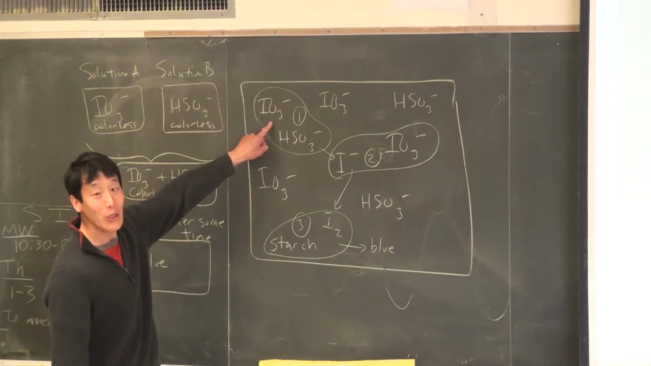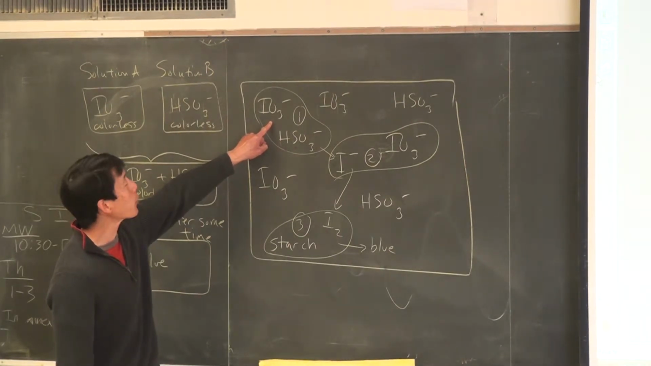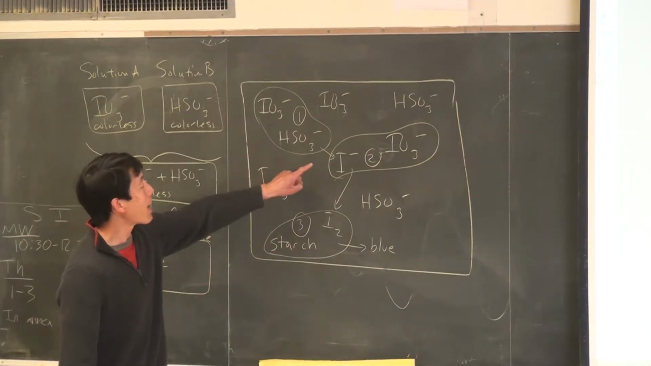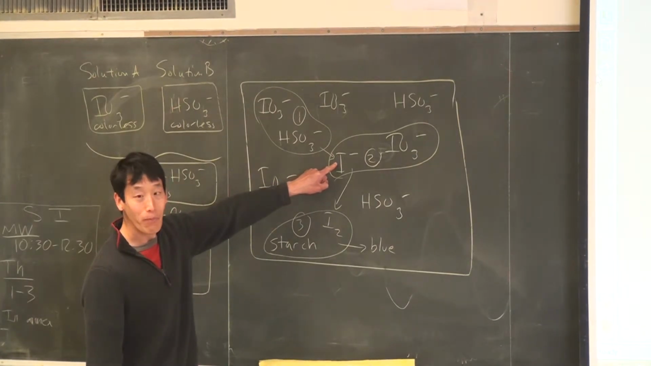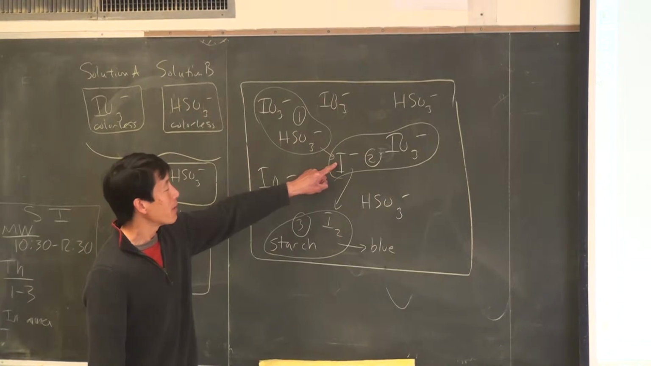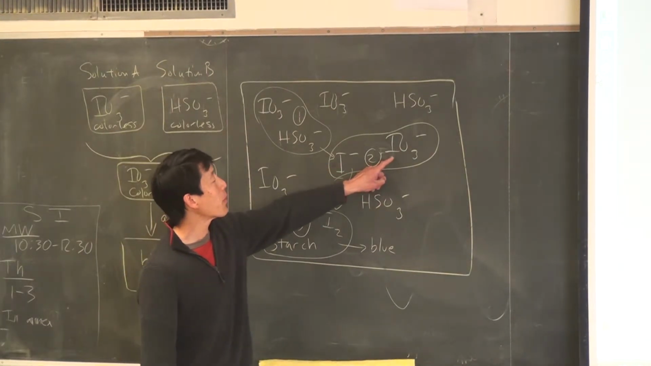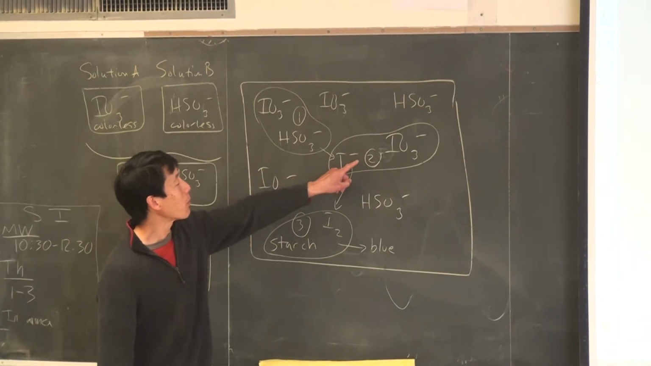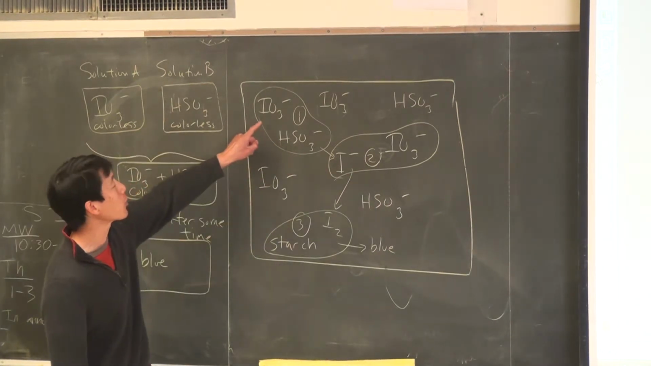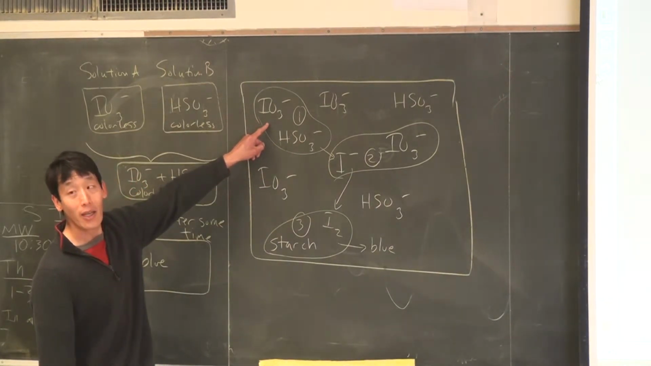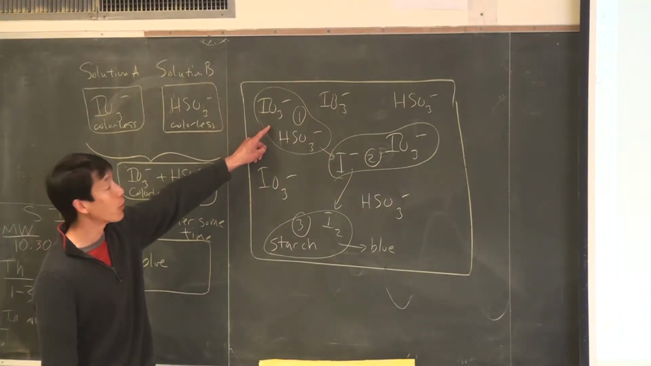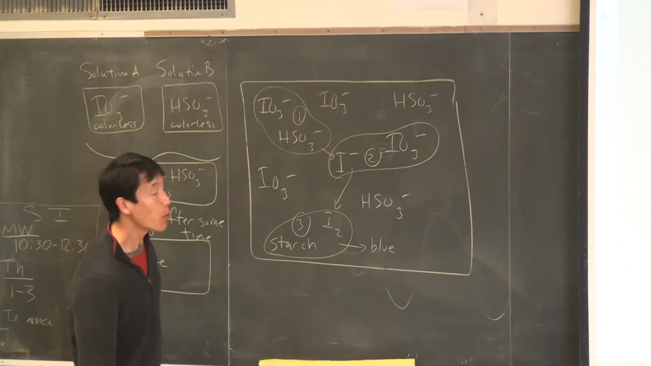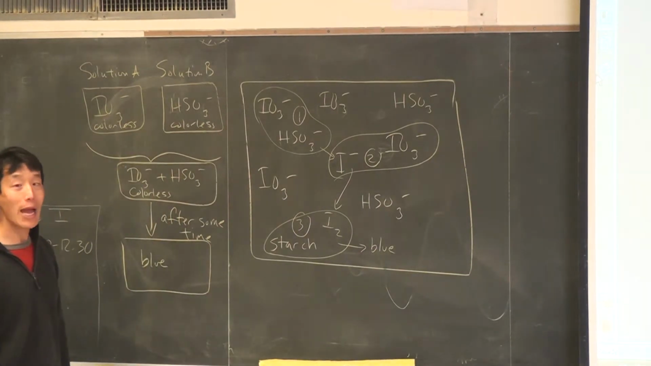Let's assume reaction 1 is faster. So the IO3 minus reacts with HSO3 minus. That produces I minus. So as soon as the I minus is produced, it can react with IO3 minus, but if reaction 1 is faster, will reaction 2 occur or will reaction 1 occur based on the substances present in this solution? So if reaction 1 is faster than reaction 2, which one will occur? Reaction 1 or reaction 2?